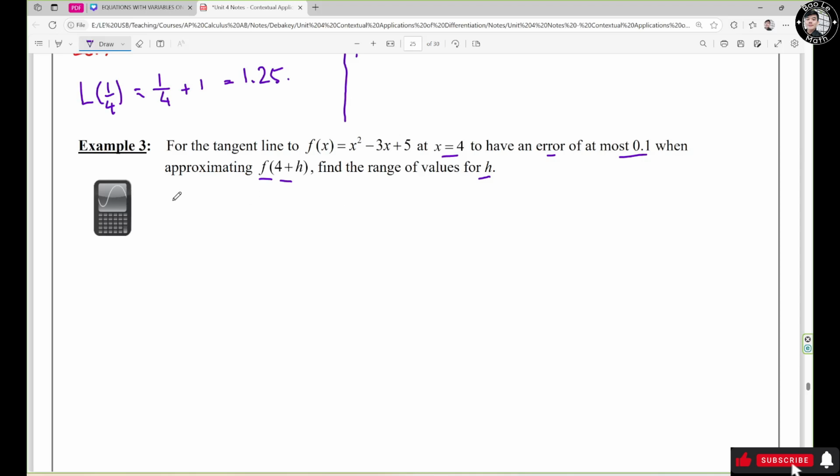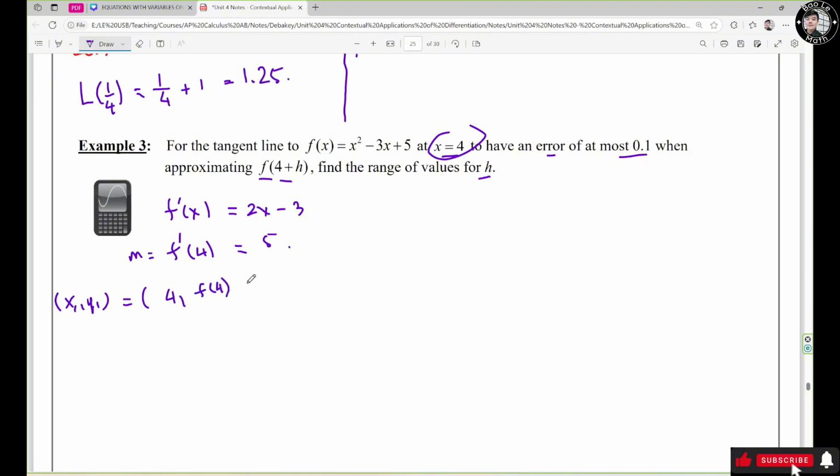So I'm going to take the first derivative. It's going to be f prime of s equals 2s minus 3, right? I need to find the slope, right? So m equals f prime of 4, right? It's going to be 2 times 4 minus 3, which is 5, right? Now I need to find the coordinate point s1, y1, right? Which is s1 equals 4 right here, right? And y1, which means f of 4, right? So this guy turns out to be 4, comma what?